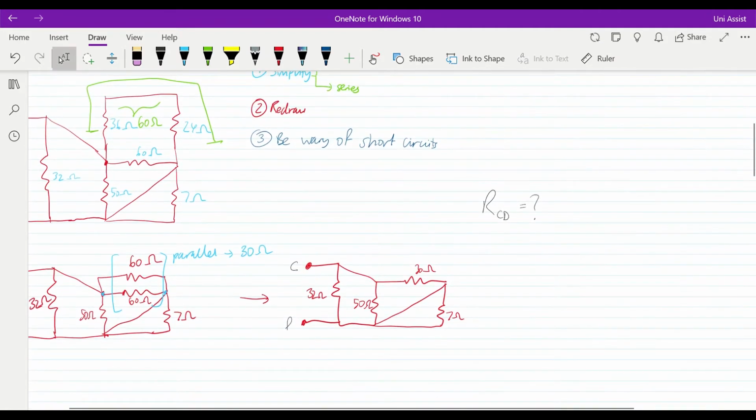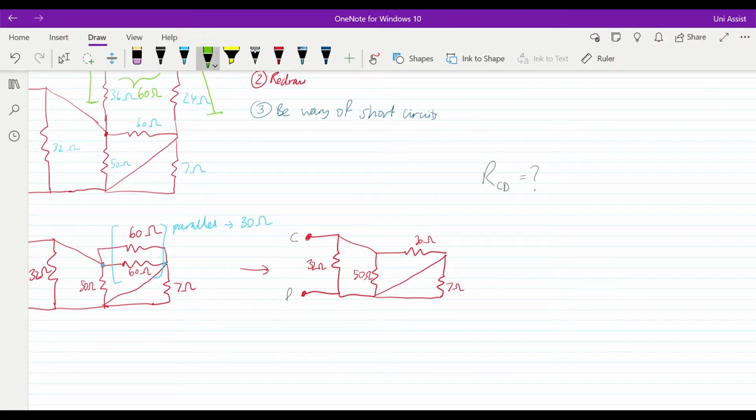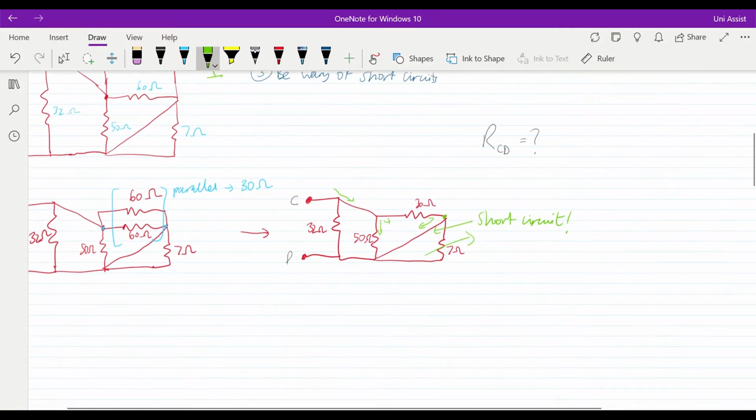Now the next thing I want to do is be wary of short circuits. Now let's see if we can identify any in our current circuit. So you can see the current would flow potentially through here, then it would split off here, and when you get to this point here, the current can either keep flowing this way or split off. But because current wants to follow the path of least resistance, it's not going to want to go through the 7 ohm resistor. So that means this resistor here is effectively void. So we have a short circuit here. Short circuit. So this will help us further simplify the circuit.